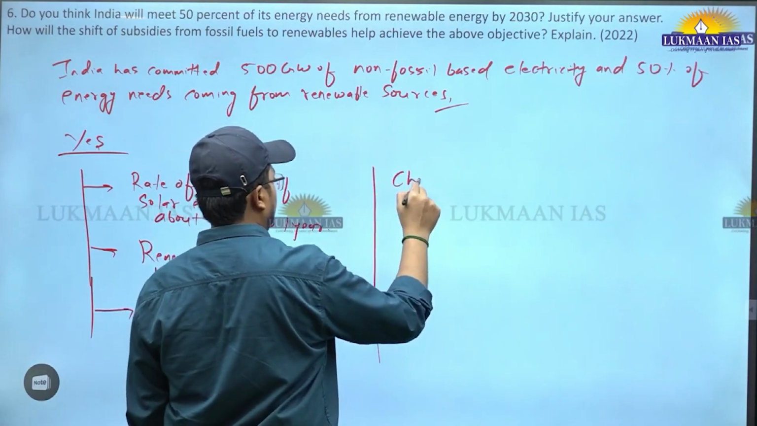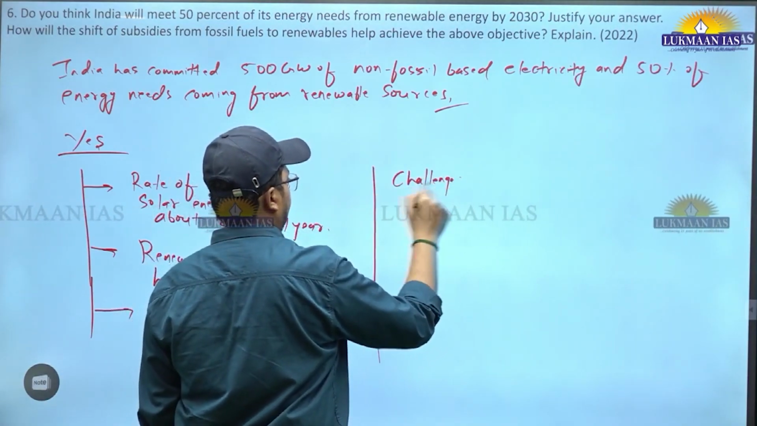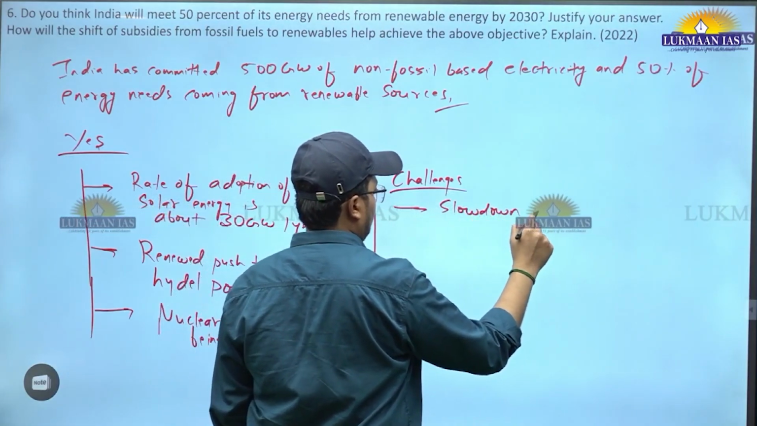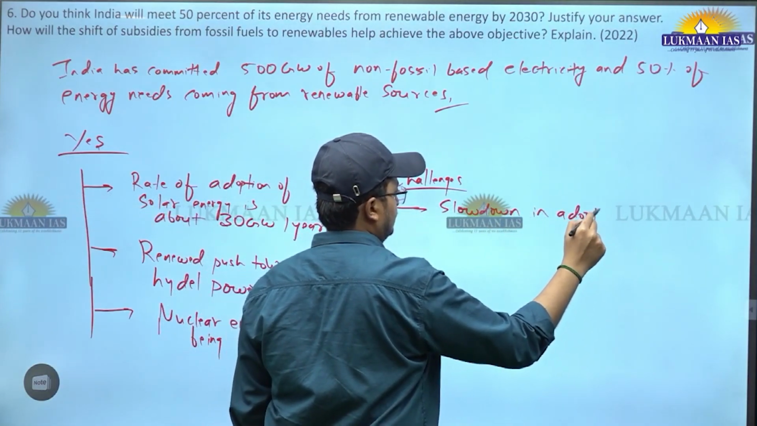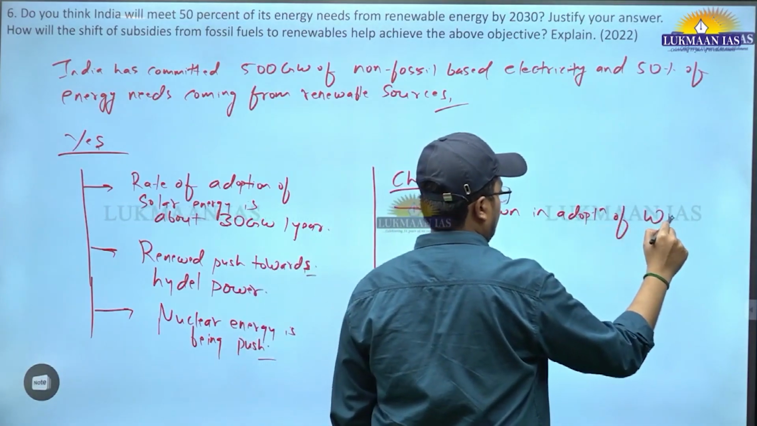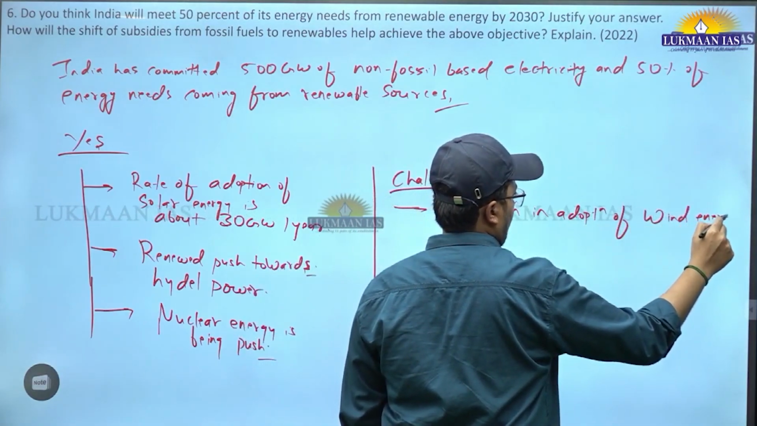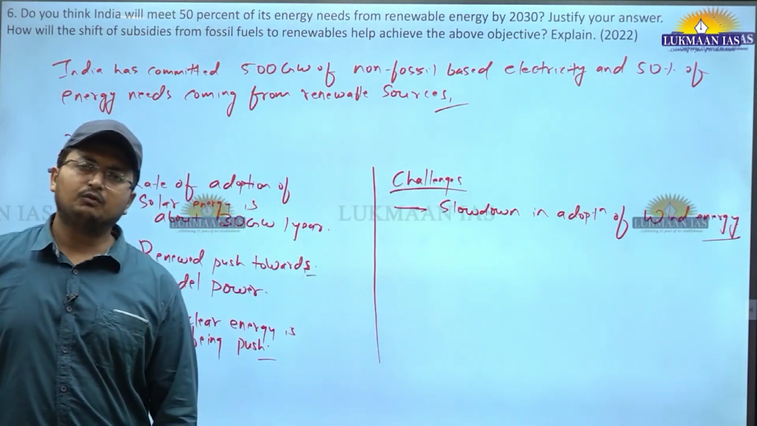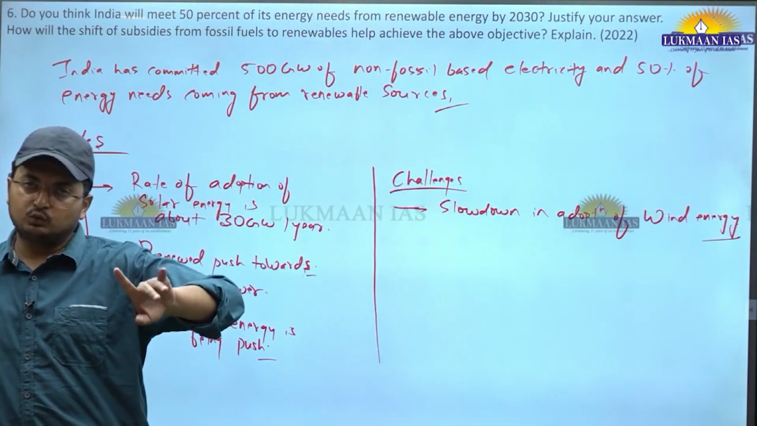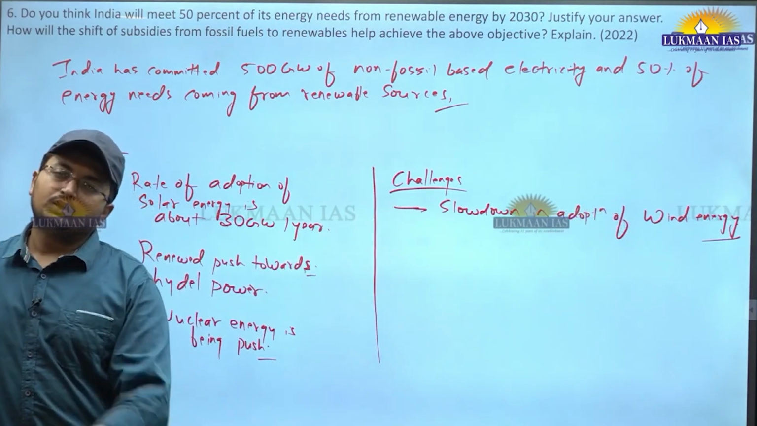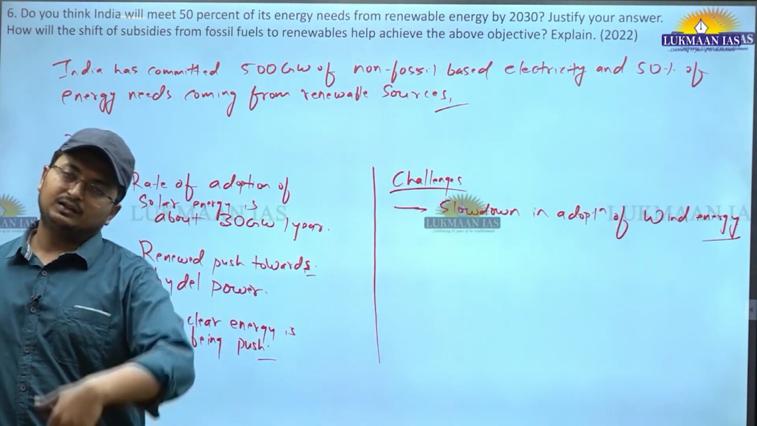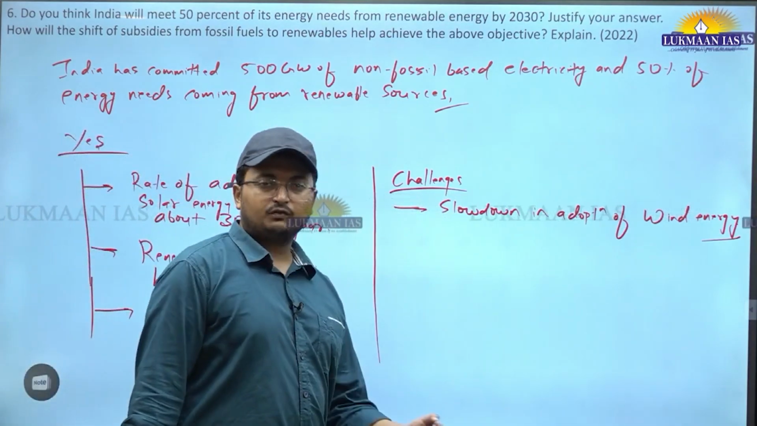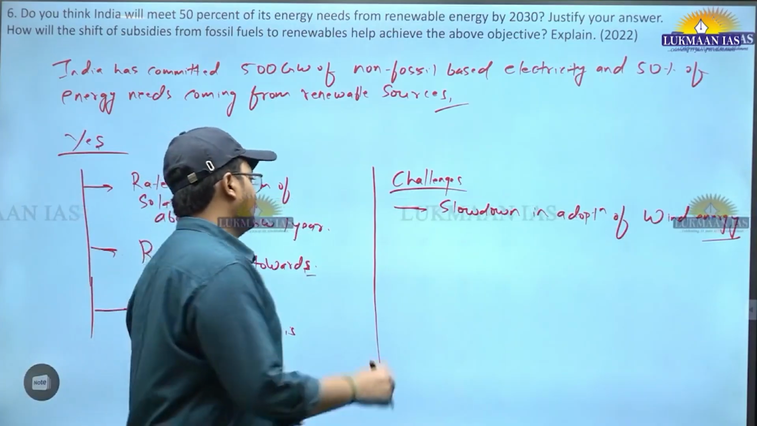Challenges: slowdown in adoption of wind energy. Wind energy has been around 50 gigawatt. It has improved from 46 gigawatt to 50 gigawatt in the last 10 years. However, solar has improved from 10 gigawatt to roughly 105 gigawatt. So, there is an increase of more than 10 times in solar energy, but not even a fraction of it has been experienced in wind energy.